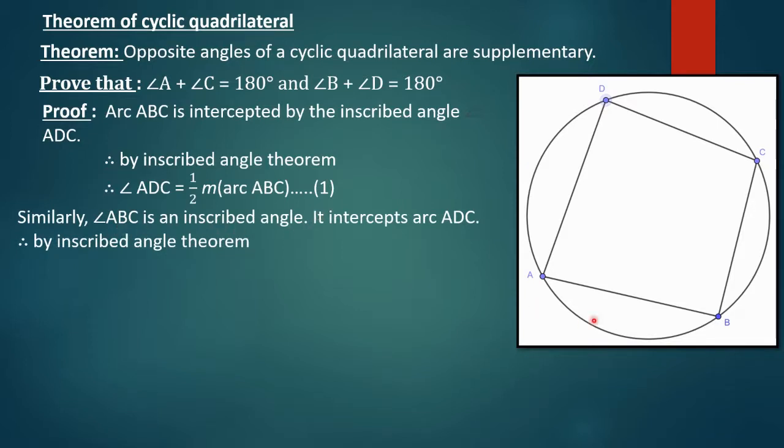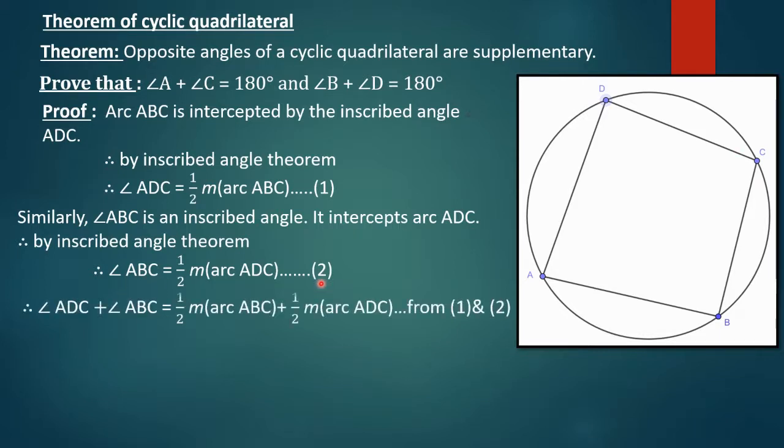Similarly, angle ABC is an inscribed angle. It intercepts arc ADC. Therefore, by the inscribed angle theorem, we can say that angle ABC will be half of the measure of arc ADC. We'll number this as equation 2.